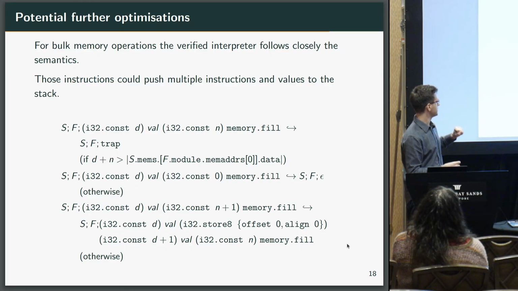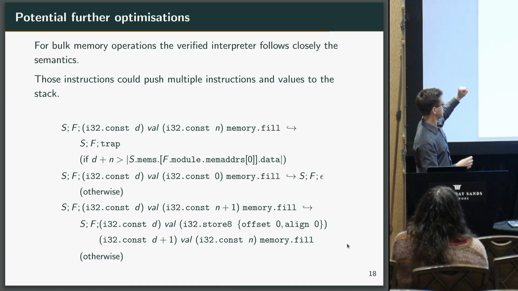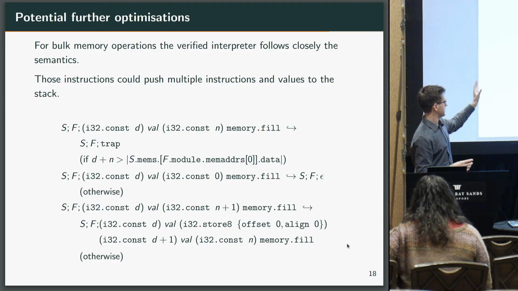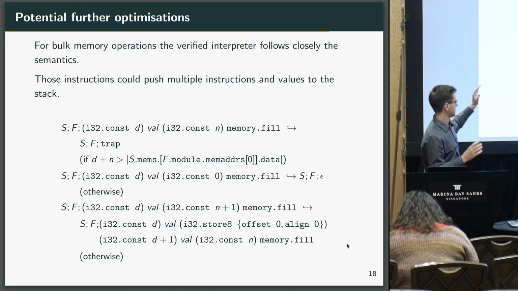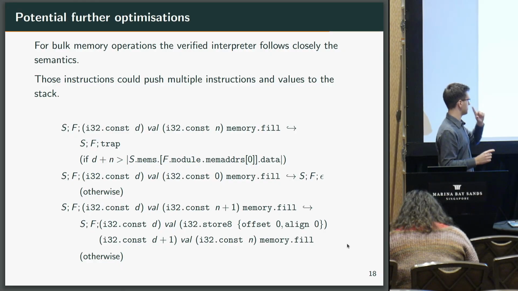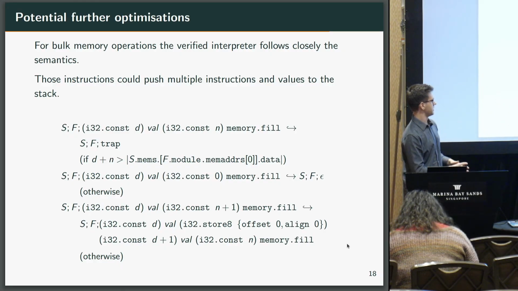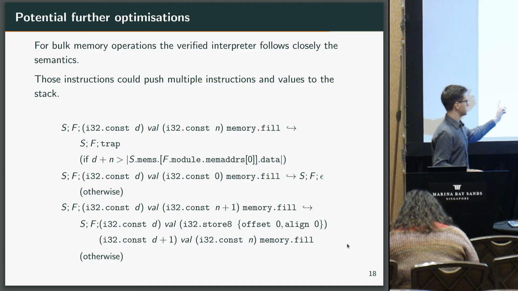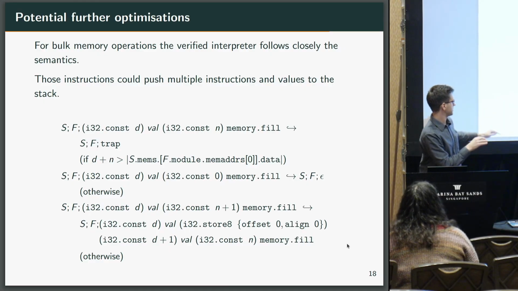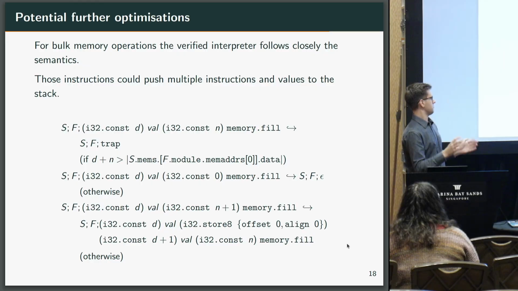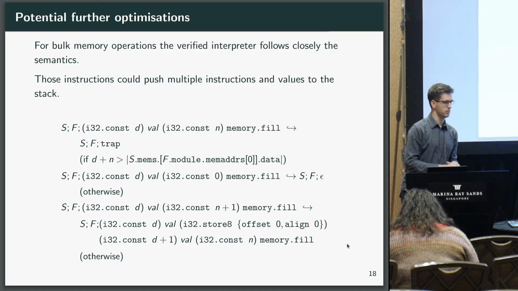There are three cases. The first and second cases are maybe less interesting. In the first case, this is the trap case, in case we try to fill memory outside the bounds. In the second case, the instruction sequence terminates because we are trying to write only 0 bytes. The third case is the most common case. If we try to write n plus 1 bytes, so more than 1 byte, there are instructions issued to write a single byte, and then there's another instruction sequence issued to write the remaining bytes into memory.